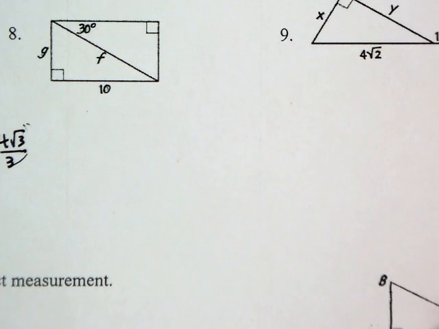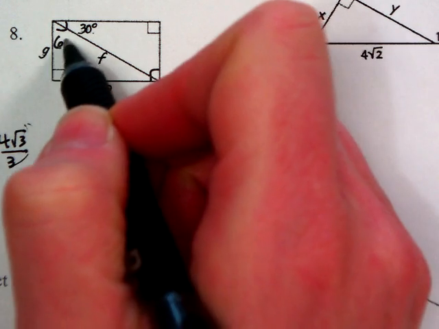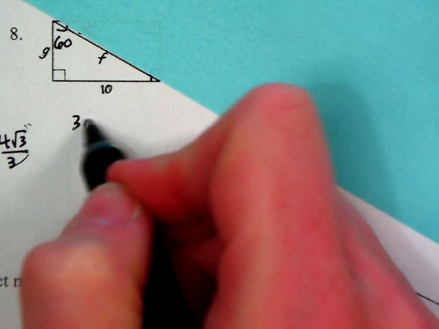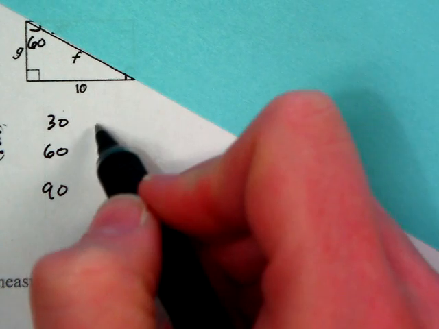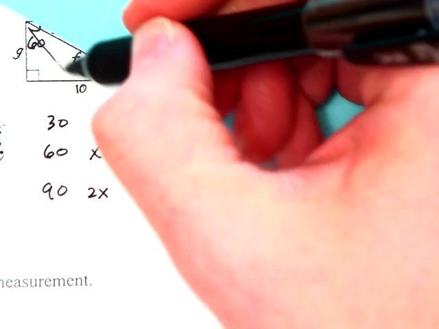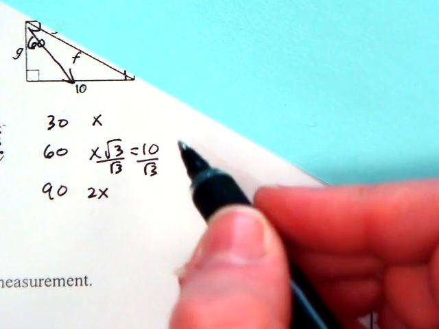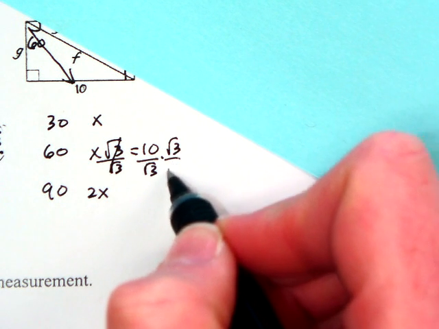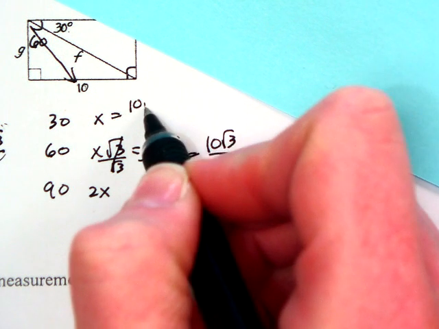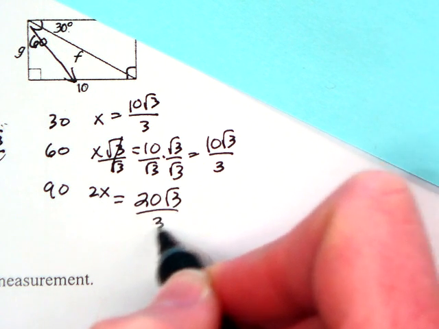Next one, got a few triangles in there. If this is a 30, and these guys are all 90s, that means that's a 60. And that's kind of what we want to focus on, that triangle right there. So on a 30-60-90, we've got x, x square root of 3 and 2x. So right now the value we have is across from the 60, and that's 10. So we'll divide by square root of 3. And we'll multiply by square root of 3 over 3. So I get 10 square roots of 3 over 3. That's what this guy is. And then this one is 2 times that. So 20 square roots of 3 over 3.